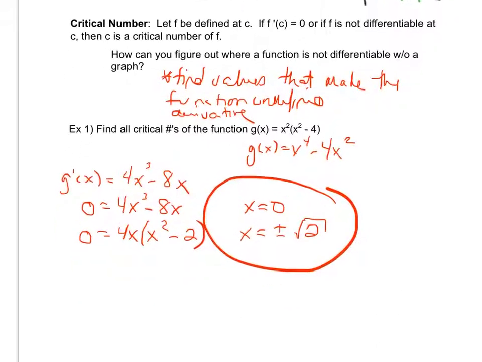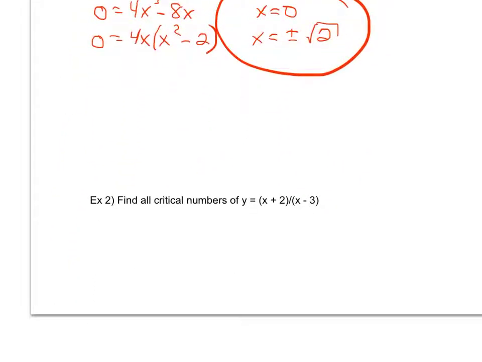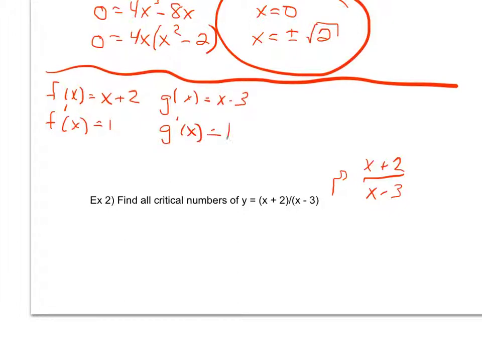I'm going to go ahead and look at my second example, where again I'm finding all my critical numbers. So now I have x plus 2 over x minus 3. To find my derivative, I'm going to have to use my quotient rule. Because I have so much room up here, I'm going to set my quotient rule up here. My top function is x plus 2, and the derivative of that is just 1. My bottom function is x minus 3, and the derivative of that is just 1.